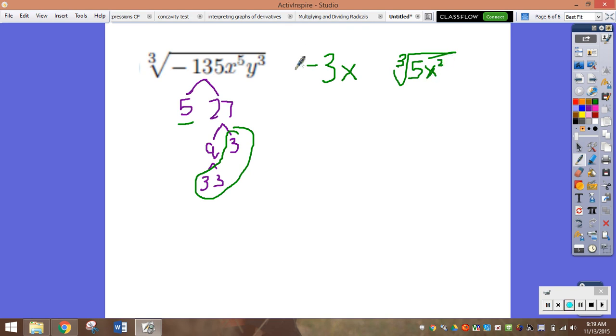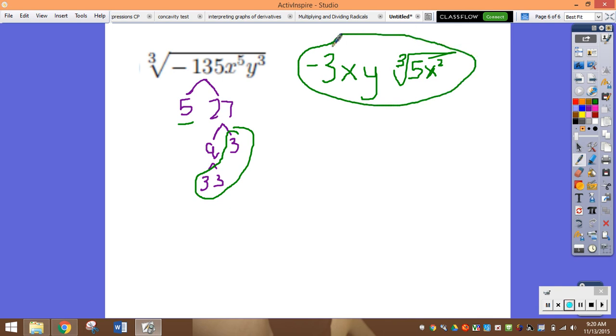x squared. And then 3 will go into 3 once, so I have y out here. And then there's no remainder, so there's no y inside my cube root. And so now, after I write all that out, I have nothing left to multiply out. So I have my final answer. The cube root of negative 135 x to the fifth y cubed equals negative 3xy times the cube root of 5x squared. And that's how you would simplify with higher order roots.